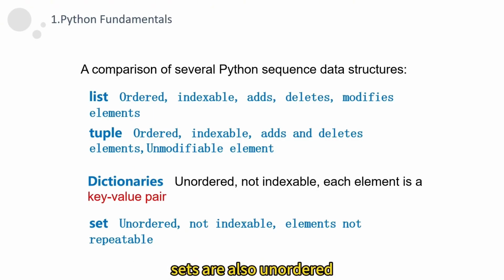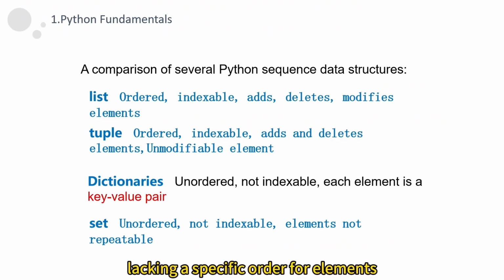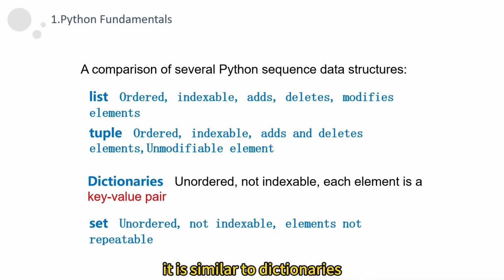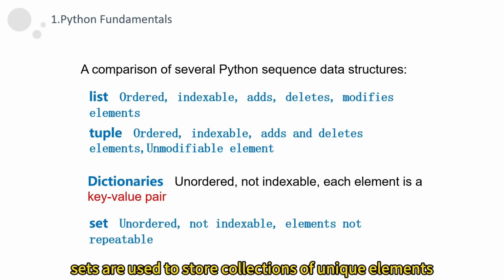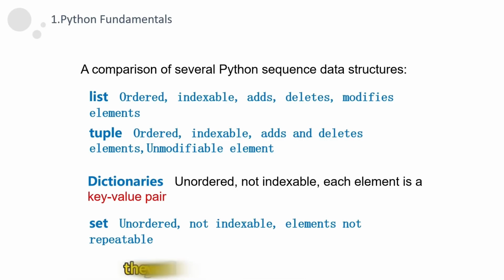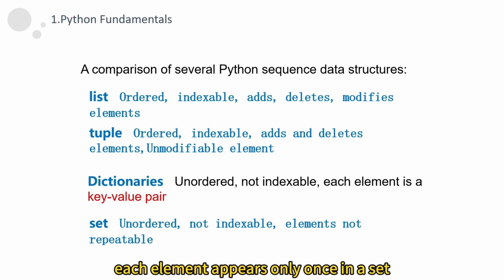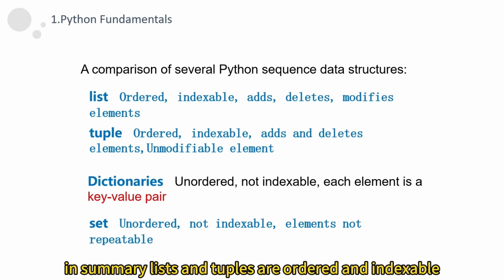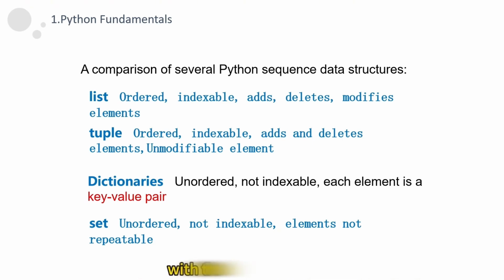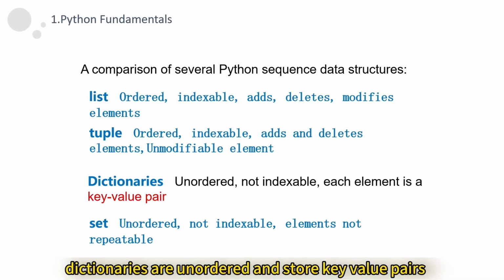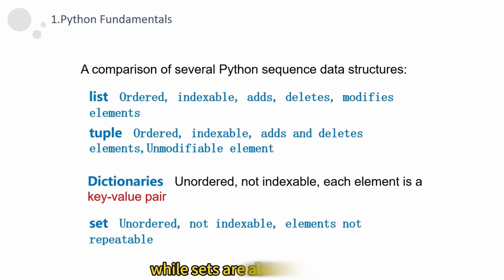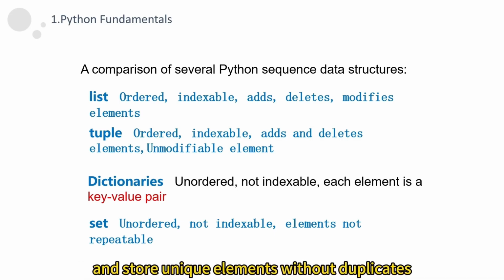Sets are also unordered, lacking a specific order for elements. It is similar to dictionaries. Sets are not indexable. Sets are used to store collections of unique elements. They do not allow duplicate values, so each element appears only once in a set. In summary, lists and tuples are ordered and indexable, with the main difference being that tuples are immutable. Dictionaries are unordered and store key value pairs, while sets are also unordered and store unique elements without duplicates.